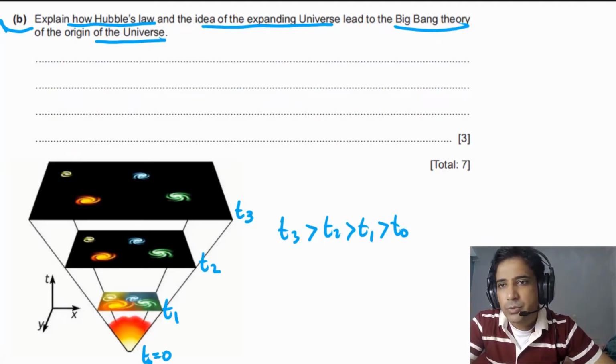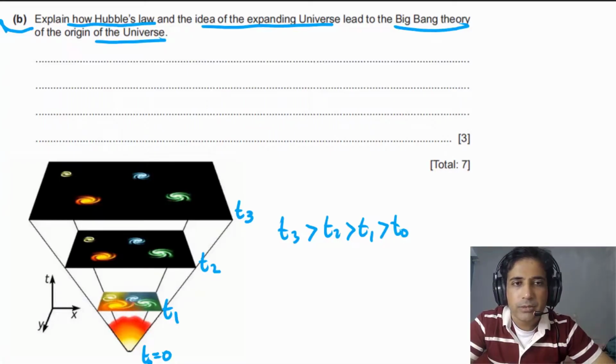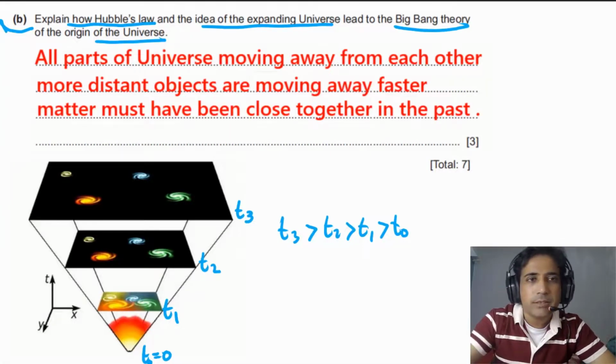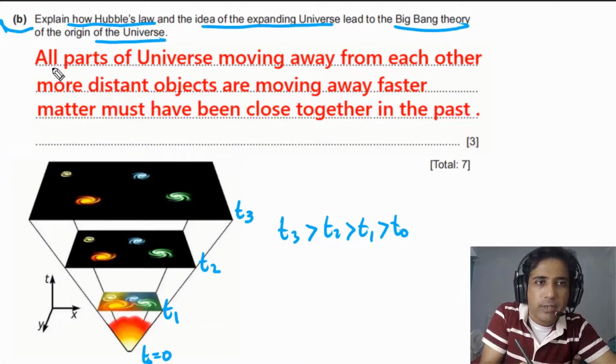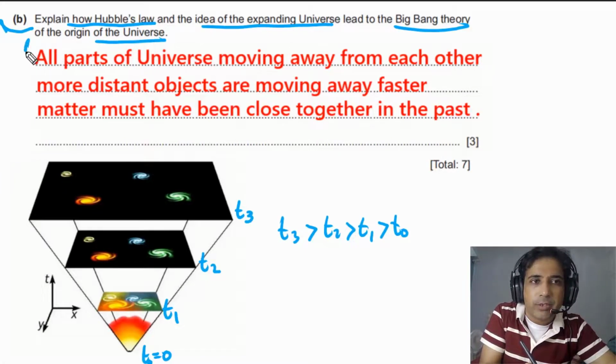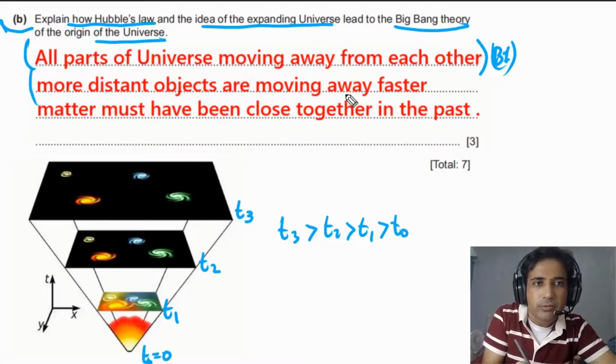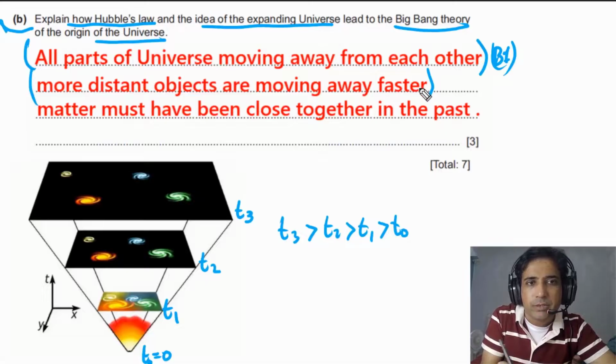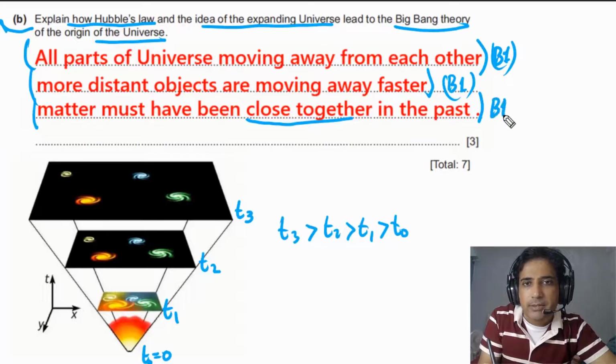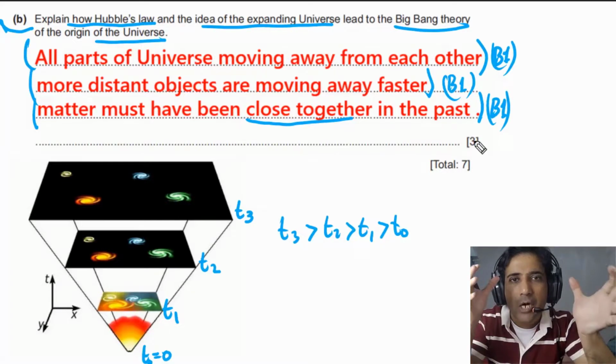Let's try to write down our answer for this question. This is how you can write down your answer. You have to mention these points in your answer. First point, you can write down all parts of the universe moving away from each other. You will get 1 B mark, and the second B mark you will get if you have written more distant objects are moving faster. The third B mark you will get if you have written matter must have been close together in the past. This is how marks will be awarded.